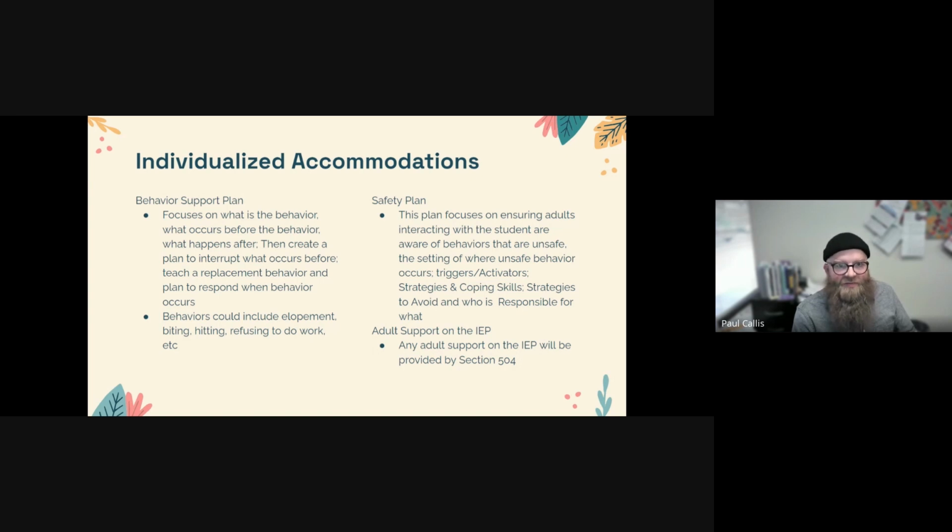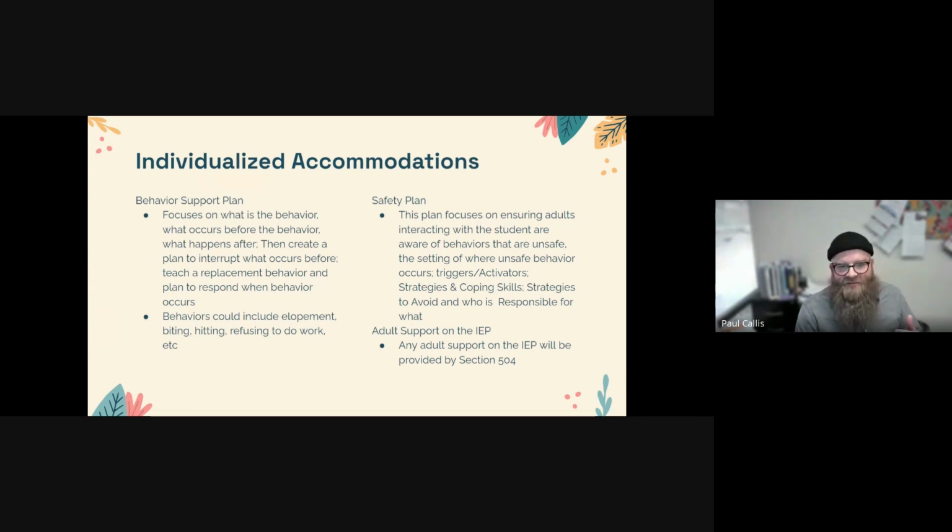Safety plans are not through the IEP process. It's something that usually lives within the school, but this might be something for nursing or a student eloping. It's just making sure that everyone is aware that something dangerous might happen, and this is how we respond in those situations.